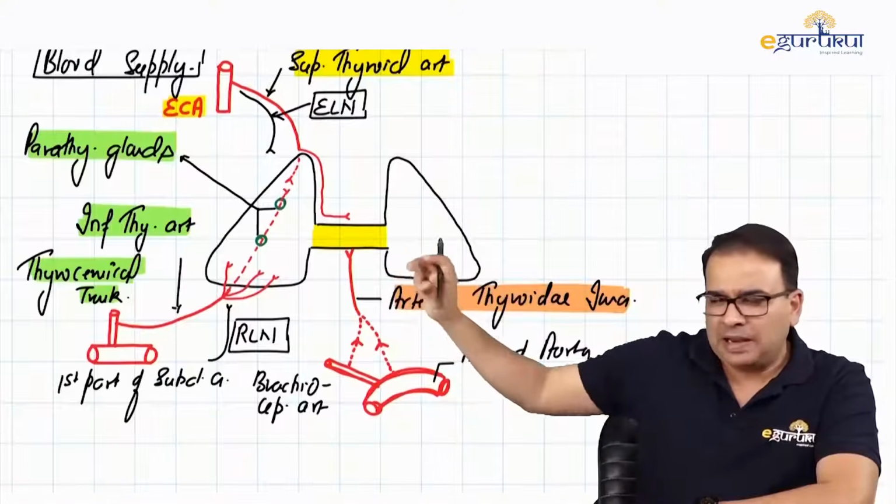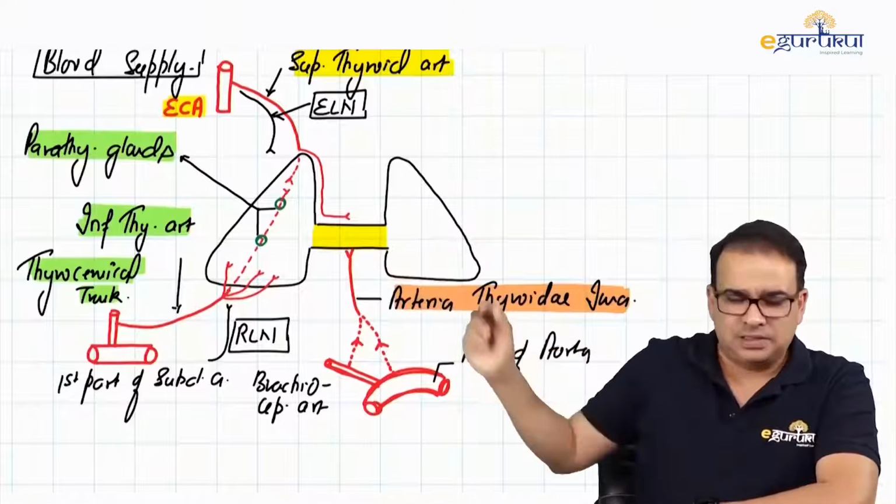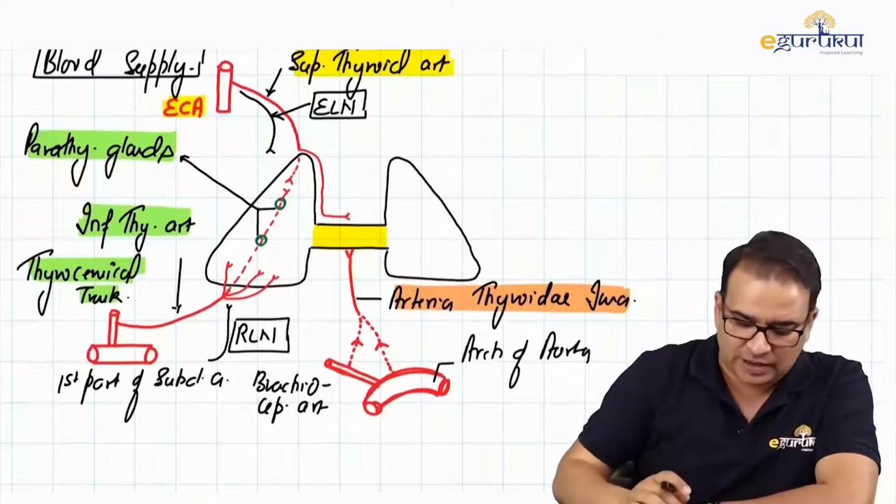From the arterial supply and looking at some relations there, let's come to the venous drainage of the thyroid gland.